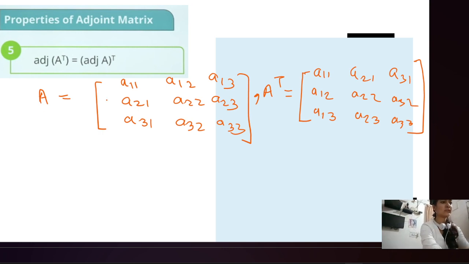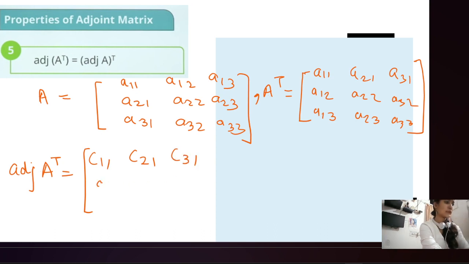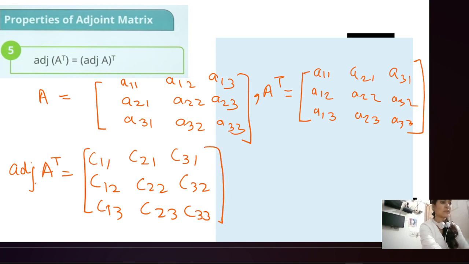Okay. Now find the adjoint of this matrix. So adjoint of A transpose is equals to C11, C21, C31, C12, C22, C32, C13, C23, C33. Okay. This is the adjoint of the A transpose matrix.